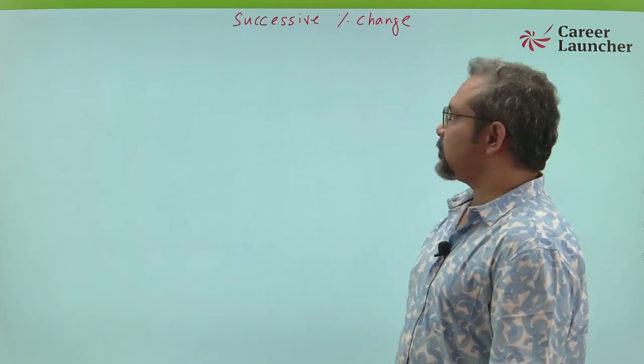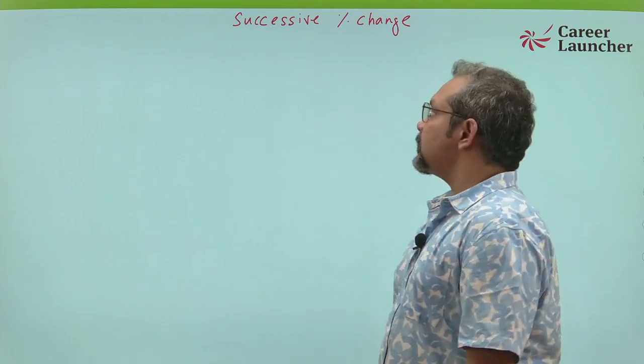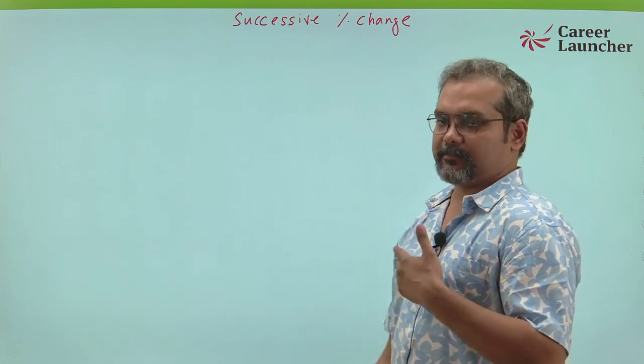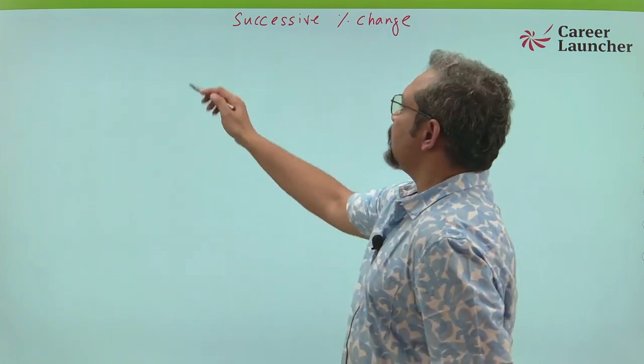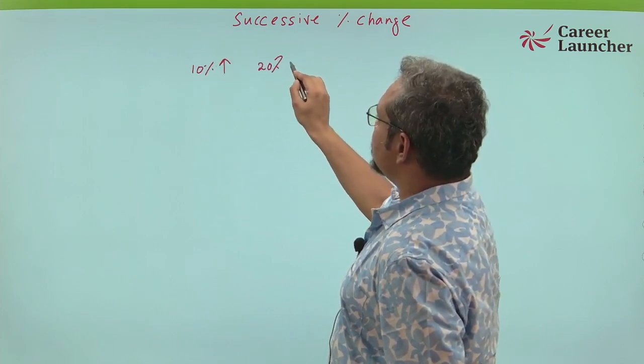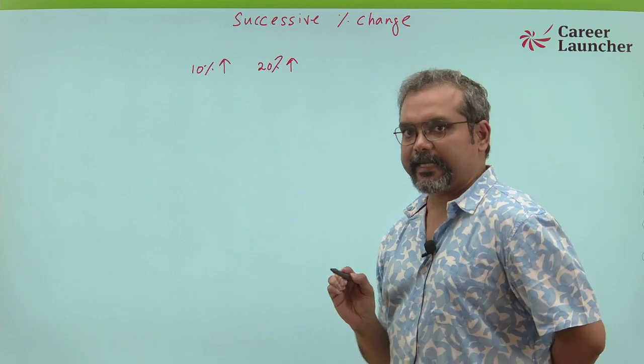We were discussing concepts of percentages. This is the third such concept. We are looking at successive percentage change, so one after the other. Percentage changes happening one after the other. So let us say there is a 10% increase followed by a 20% increase one after the other. So what is the net increase?